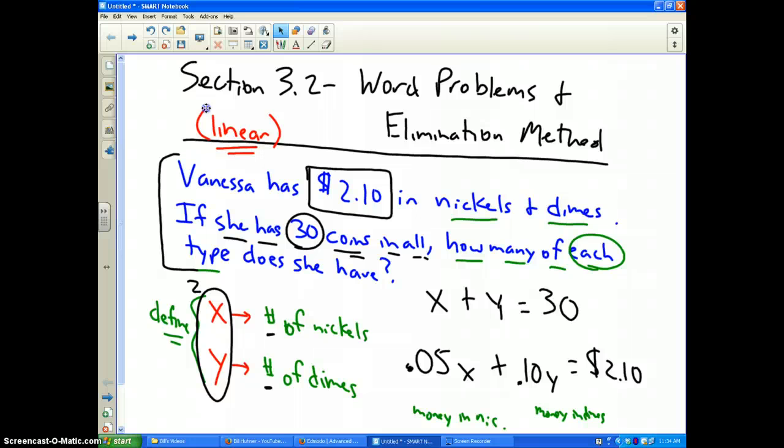I would pay particular attention to this example because you're going to see problems like this again, especially when you deal with money and an equation like that. That is how you write a linear equation dealing with money. And there is our system that we need to solve. Now I'm going to go forward.